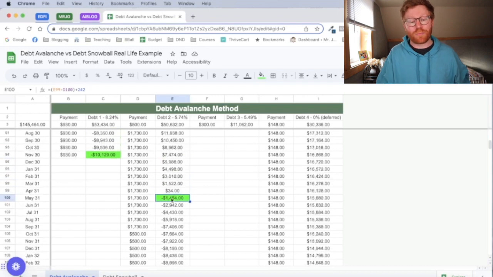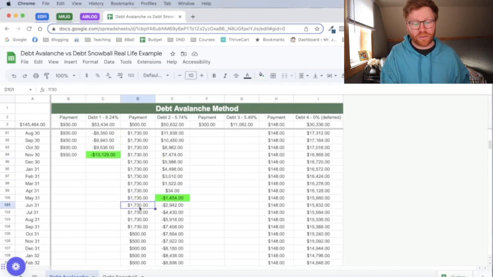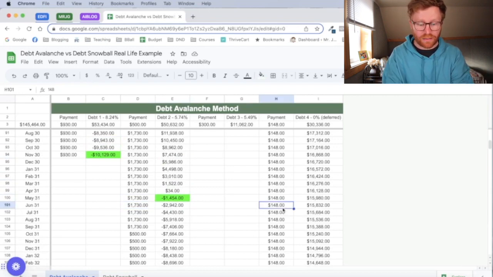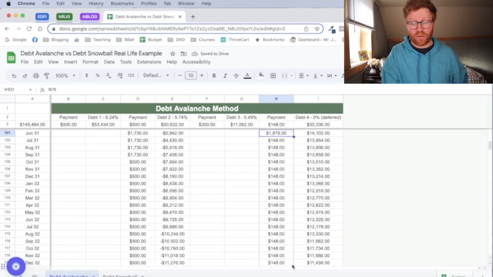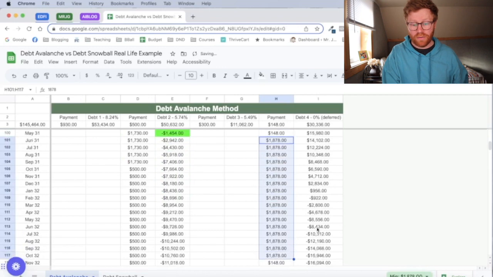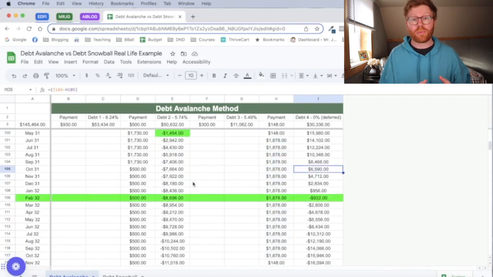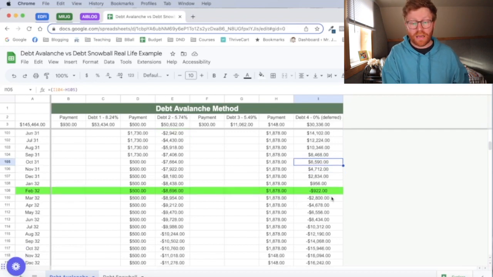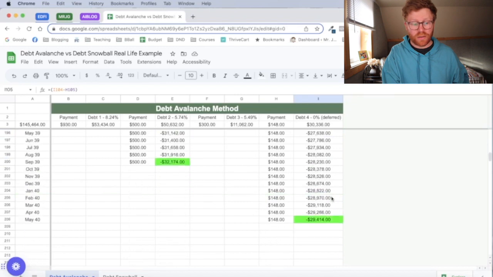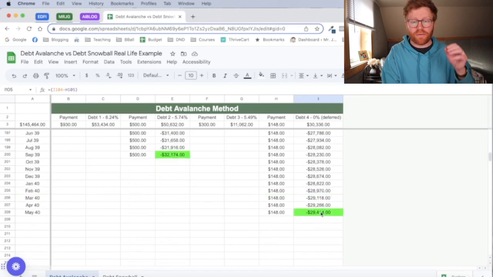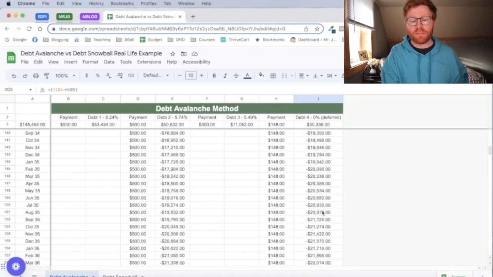And now we're going to apply that same principle. We're going to take this $730, we're going to add it to this $148, and I think that's just $1,878. And we're going to now do the same thing and drag this total amount down until this loan is paid off. We're now looking at this family being completely debt-free using the debt avalanche method in February of 2032. And that is going to cut over 8 years off of their debt repayment compared to just paying the minimum balance.